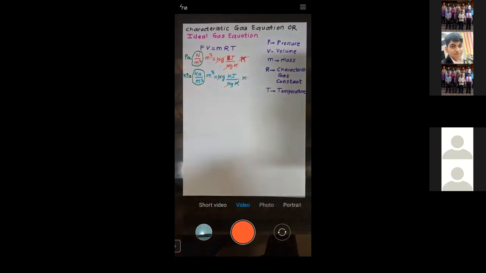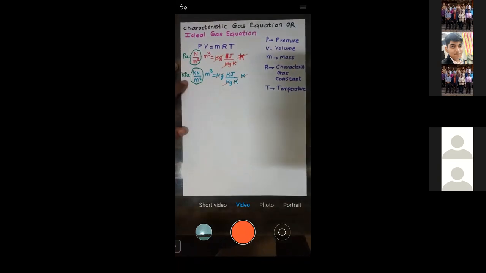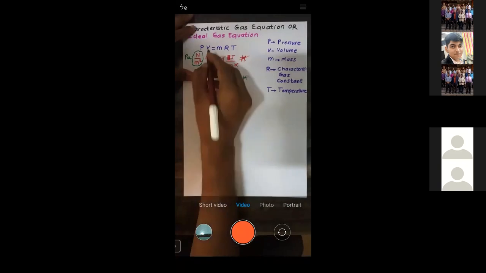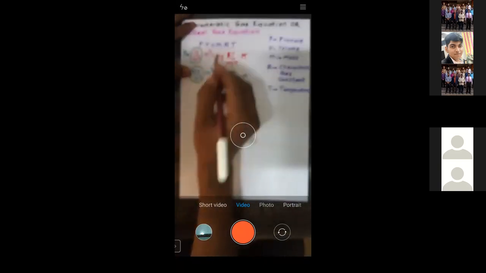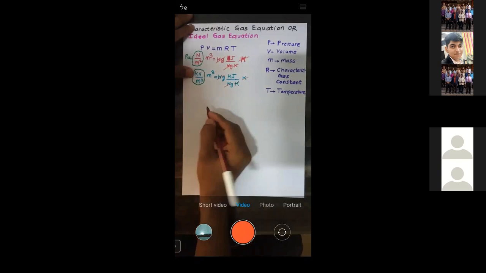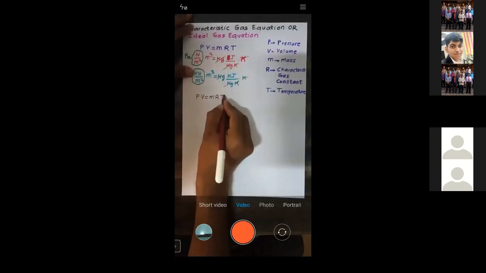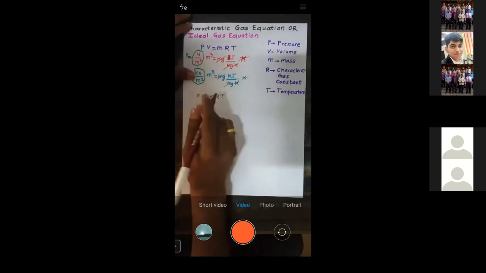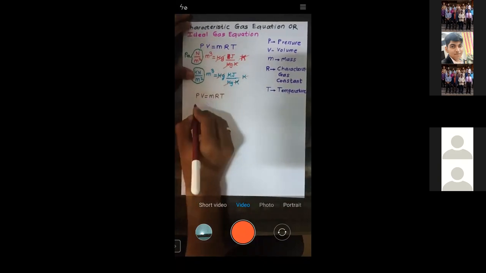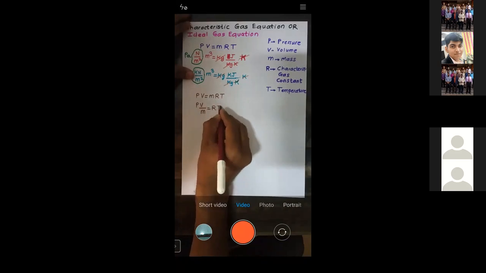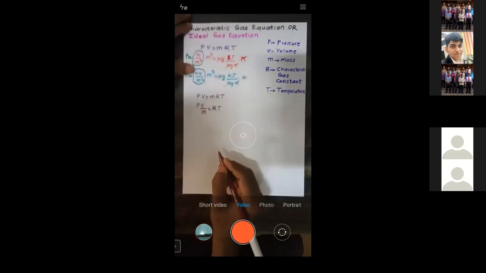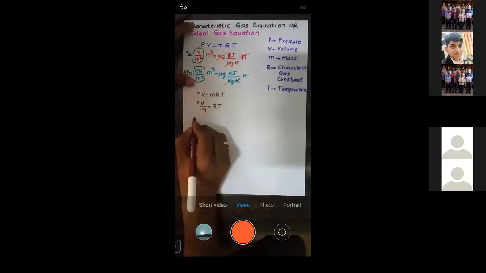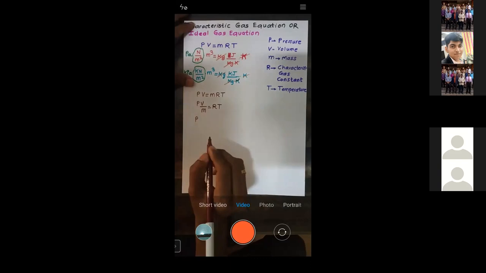Now let us see. The same equation I will write down. PV is equal to MRT. Now what I will do, I will bring this mass to the left hand side. So P into capital V by M is equal to RT.